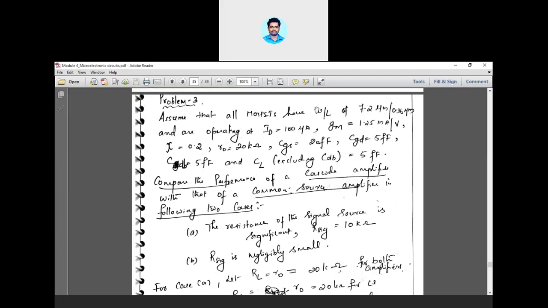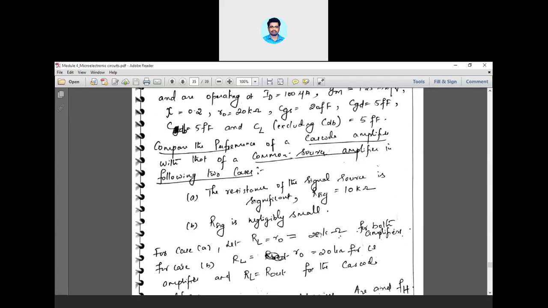But certain constraints have been given. The constraints are for the load resistance. The load resistance value RL should be equal to R0, which is further equal to 20 kilo ohm, for both the amplifiers, that is, for both CS and cascode amplifier. But this case is applicable only for case A. That is, you have to take RL equal to R0 equal to 20 kilo ohm for both CS and cascode amplifier for case A.